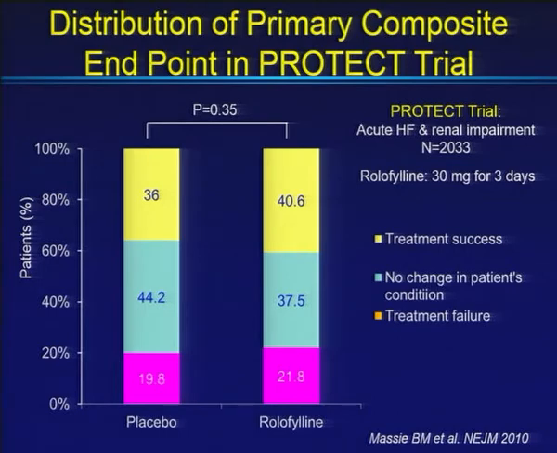And finally, the phase 3 PROTECT trial was conducted in 2,000 patients with acute heart failure with renal impairment, using rolofylline 30 milligrams for 3 days. As you can see, the result is disappointing. This is the treatment success, this is no change in patient condition, and this is treatment failure. Placebo and rolofylline don't differ.